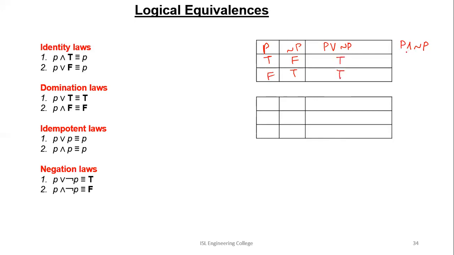And when you're ANDing it, we don't have two truths at the same time, so we'll just write false. So if you notice, this is equivalent to all truths. So this is a tautology actually, and this is a contradiction. It was one of the examples.